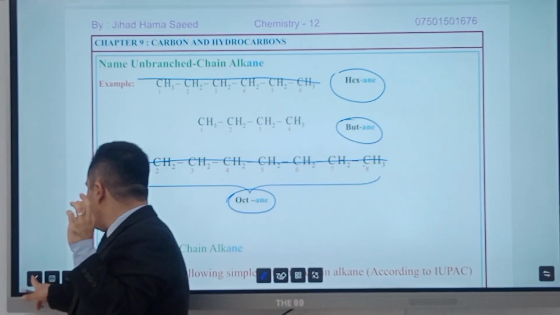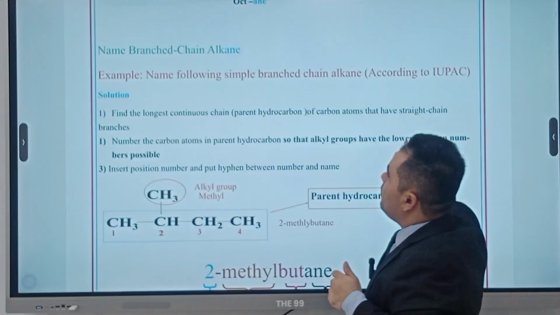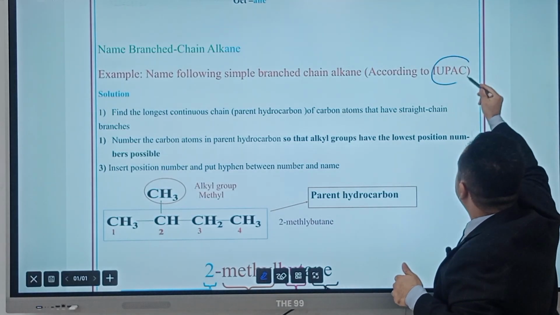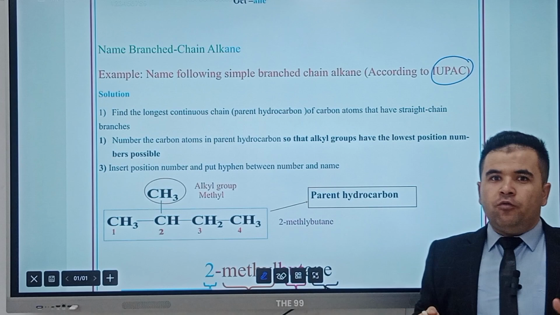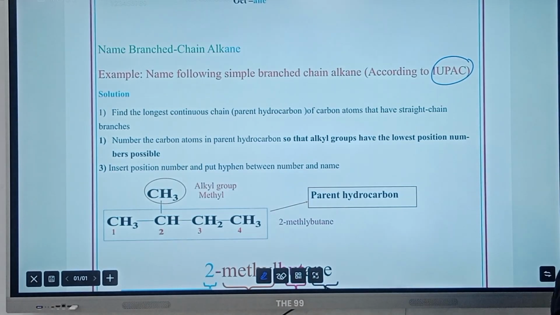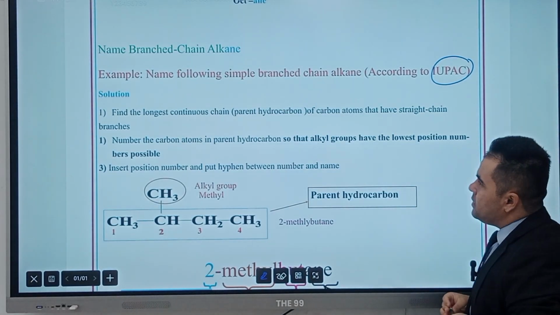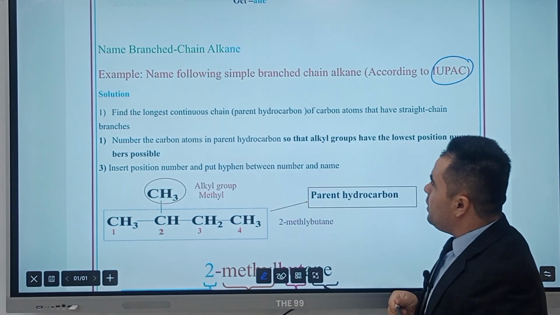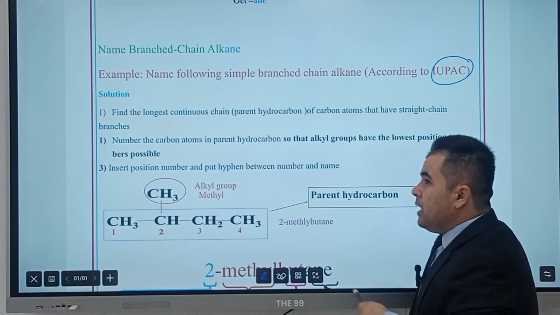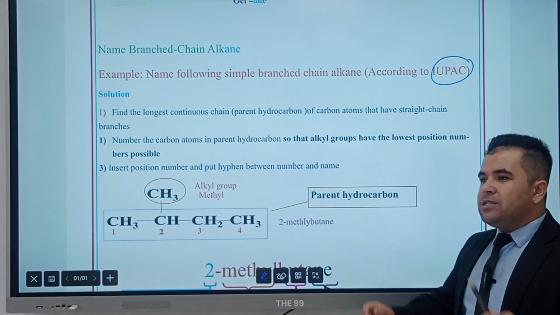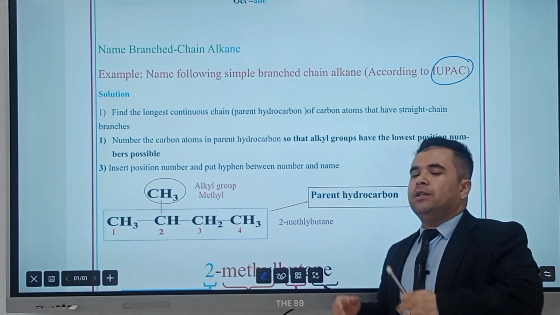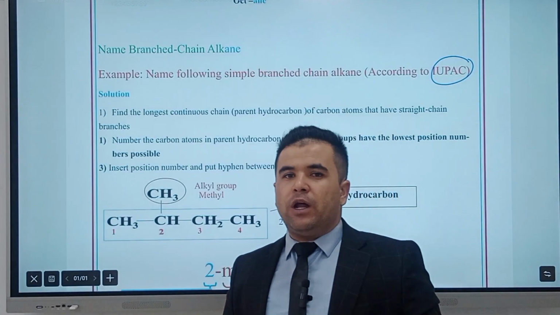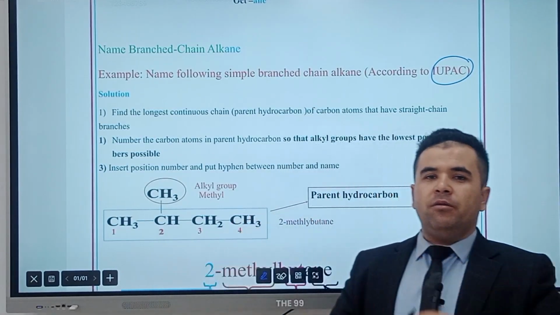But let us talk about the branches. How to name the branch? According to the IUPAC system, the International Union of Pure and Applied Chemistry, which is the system that we follow in our curriculum for naming the hydrocarbons. For the branched, guys, it's somehow different than the straight, because here we have got branches. We have to position the number of the branches and then name the branches and then name the parent as well.